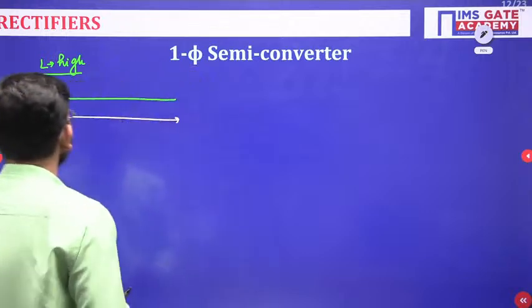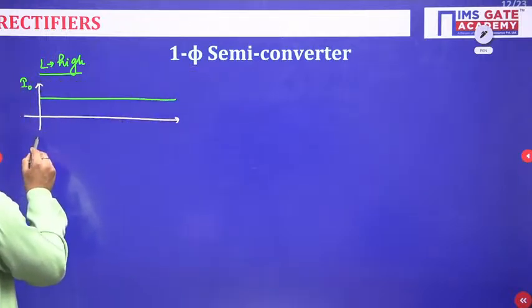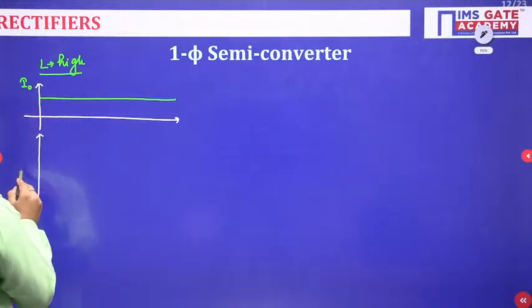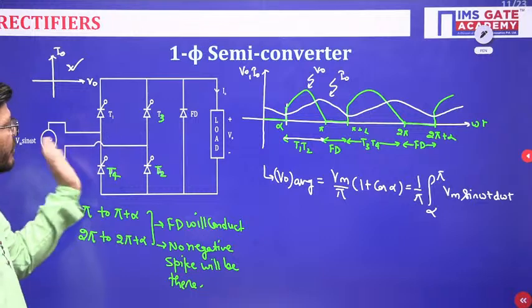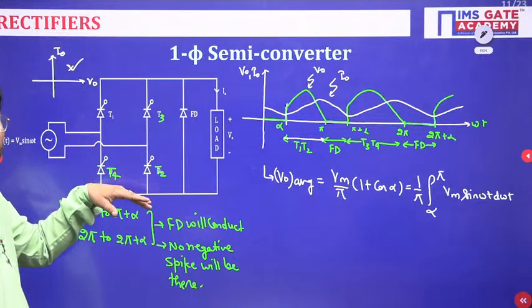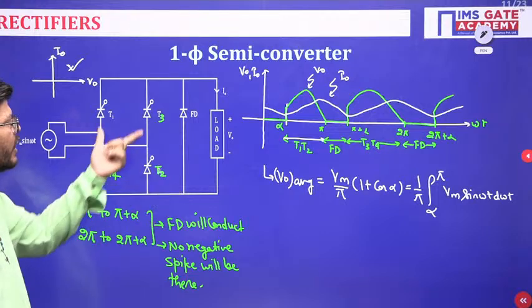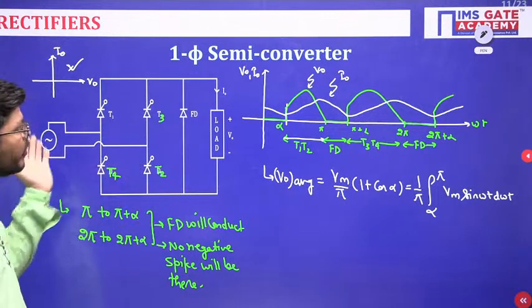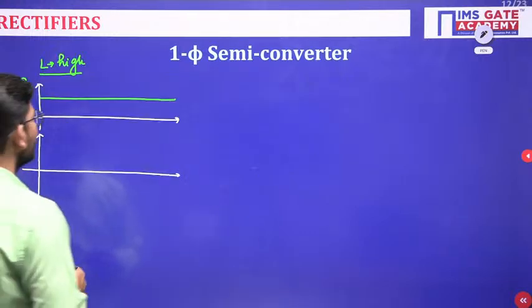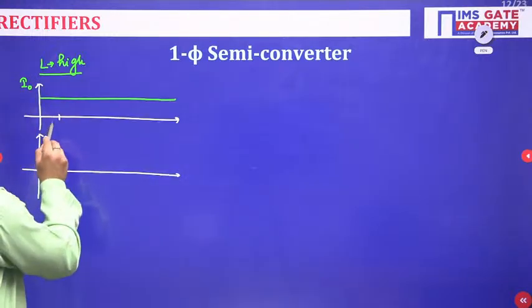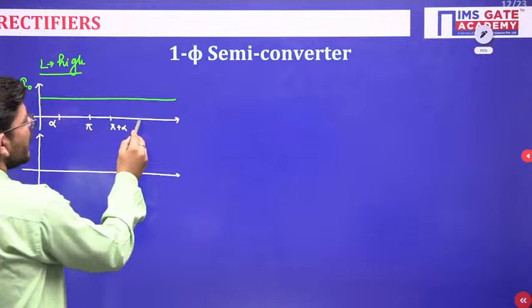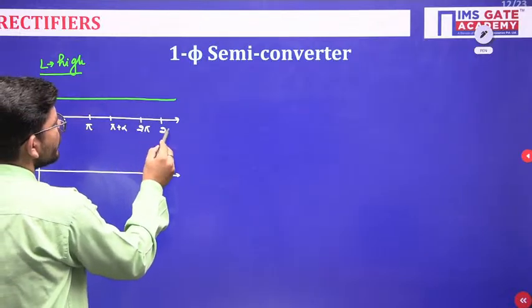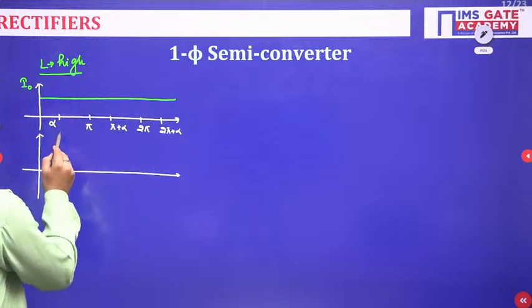Fine. So come here, this is output current I naught, which is constant. Now let us plot the source current. Tell me, whenever the freewheeling diode will be conducting, will any source current be flowing? No. When the freewheeling diode is conducting, none of the thyristors will be conducting, so source current will not be flowing. Source current will be flowing when T1, T2 and T3, T4 are conducting. So let this be alpha and this be pi plus alpha, and this to be 2 pi, then this is 2 pi plus alpha.